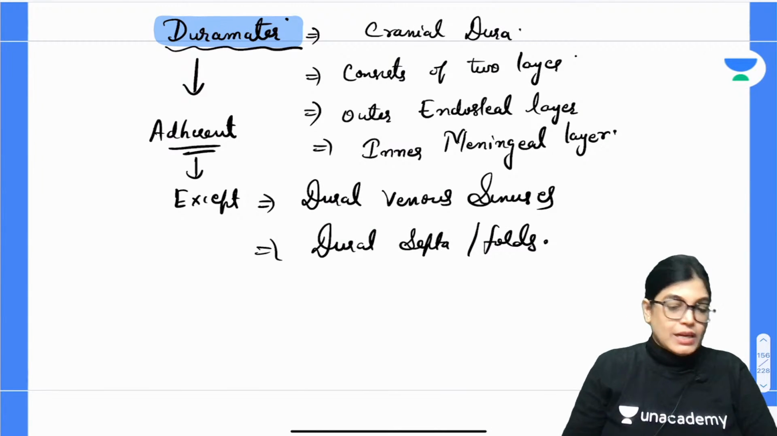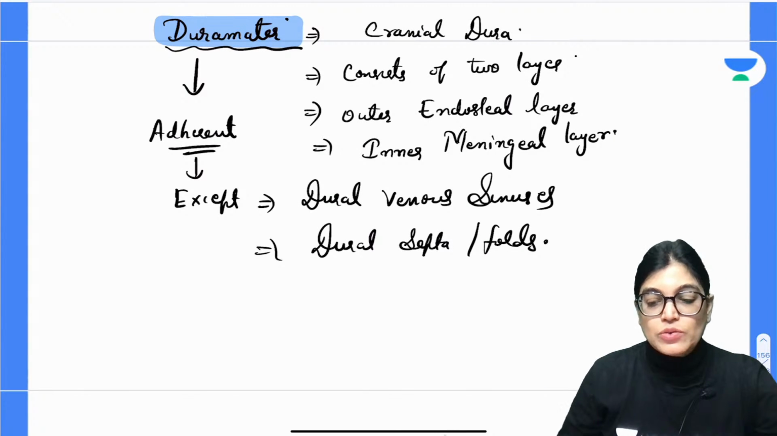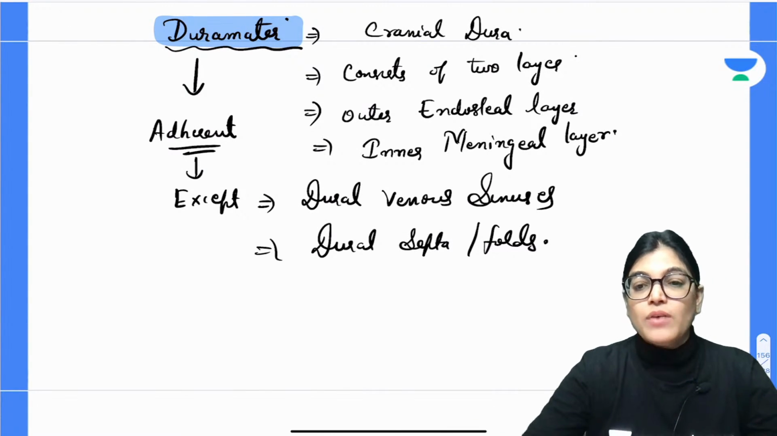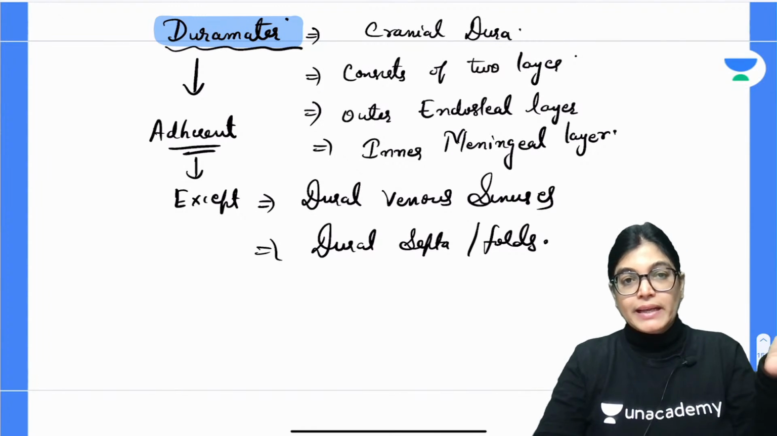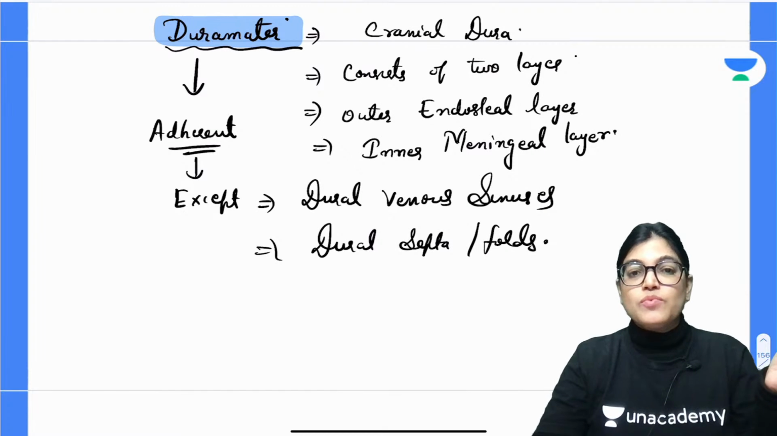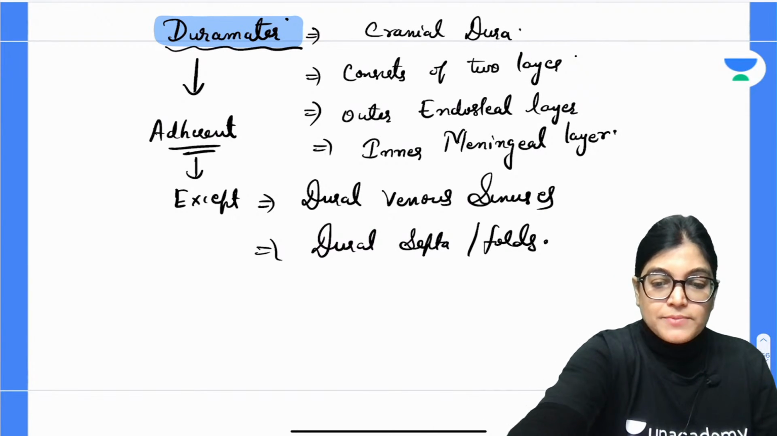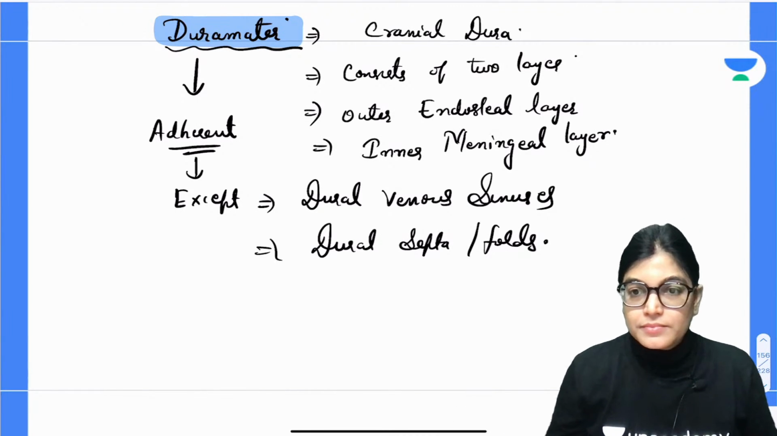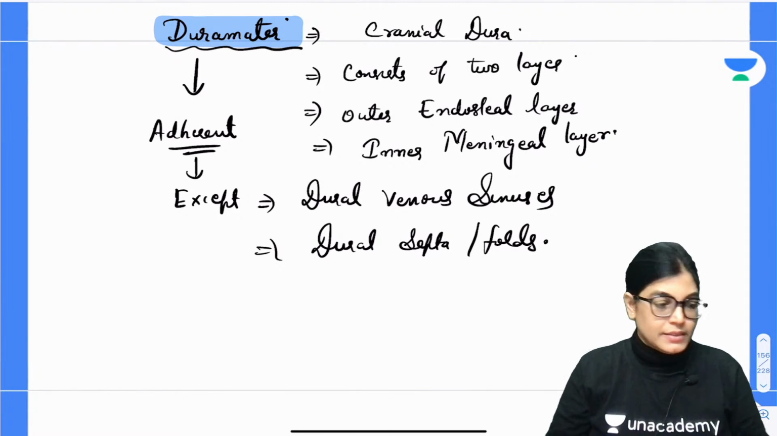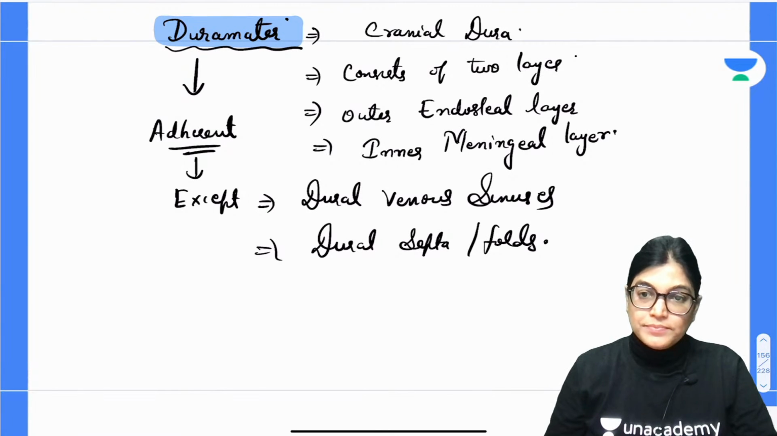Okay. So that means the splitting of the two layers of the dura mater, that is the meningeal and the endosteal layer, will give rise to the formation of dural venous sinuses. Okay, so got it, my dear aspirants? So yes, let's talk about the next.